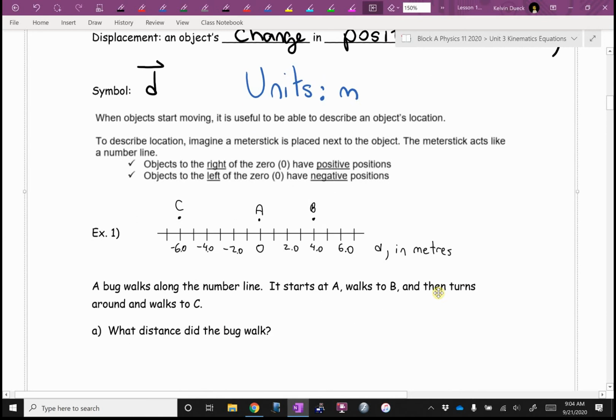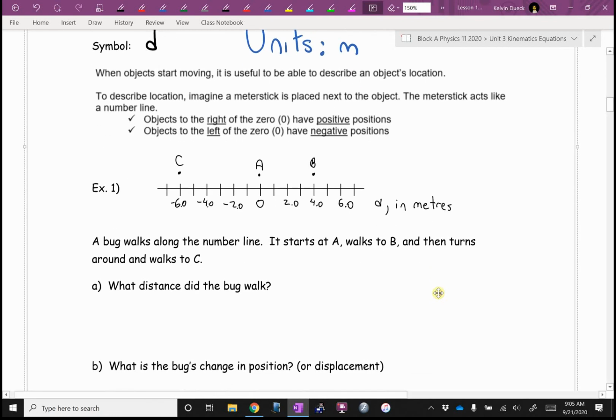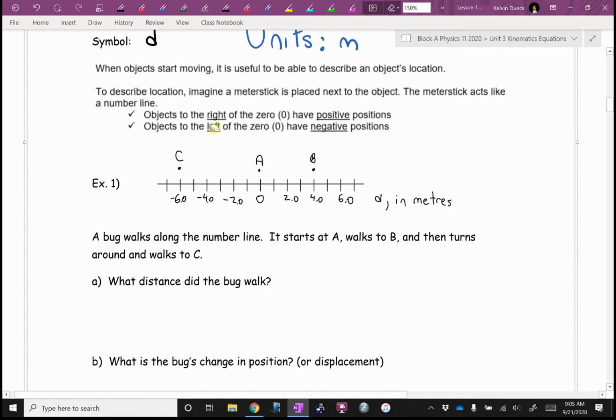When objects start moving, it's useful to be able to describe an object's location. To describe location, we typically imagine, like I just did in front of you, that a meter stick or a number line is placed next to an object. Usually objects to the right have positive positions. I will assume that's what you're doing.